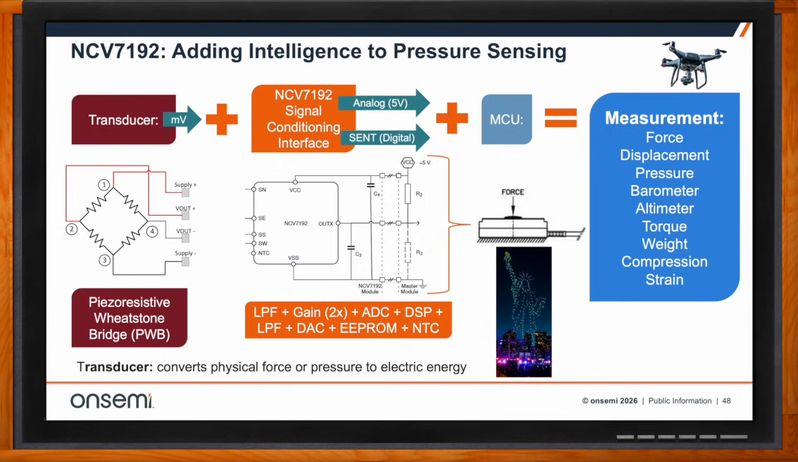It amplifies it, but it also takes out a lot of the error and nonlinearity and gives you a nice proportional analog output of 5 volts, or a digital output called SENT, which is an automotive protocol, to an MCU, and then that MCU can measure force, displacement, pressure, barometer, altimeter, torque, weight, compression, or strain. All applicable measurements that can be used inside of a drone. Absolutely. Now, of course, we also need to talk about the battery charger as well, right?